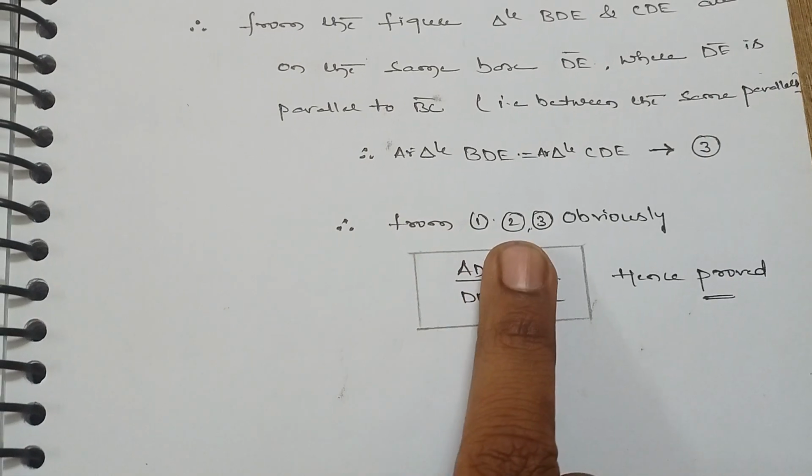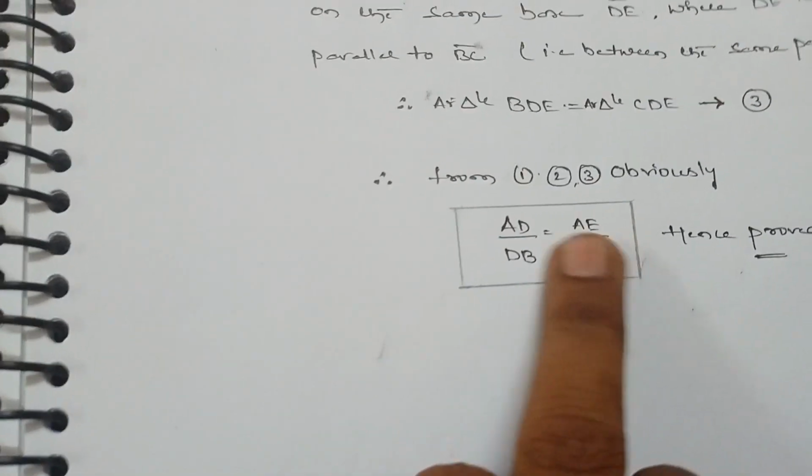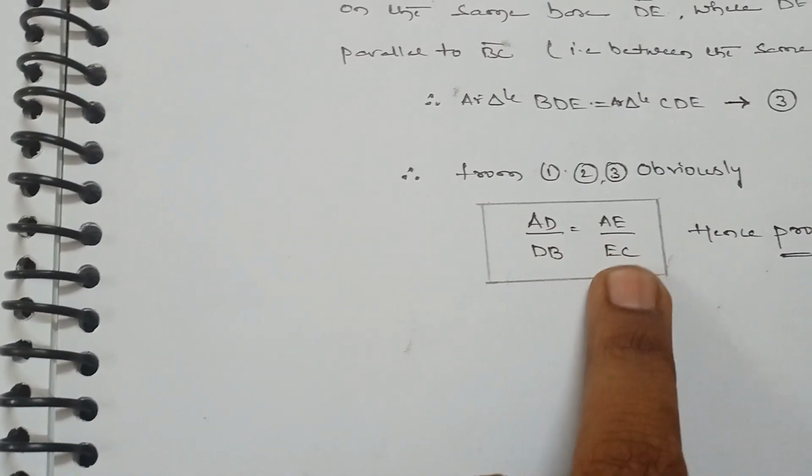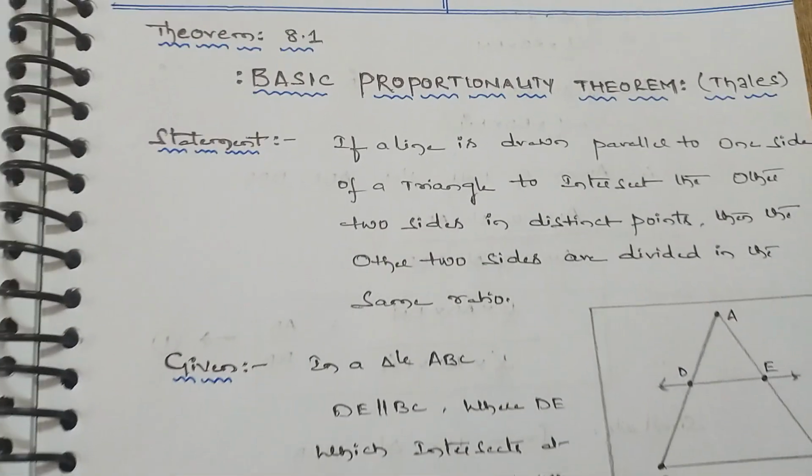Therefore, from equations 1, 2 and 3, we get AD by DB equal to AE by EC. Hence proved, guys. I hope you understand this theorem, so please go through it once again. For any doubt you can comment in the comment section.